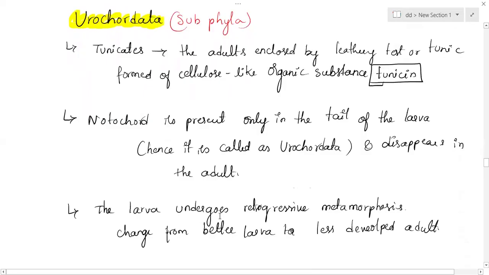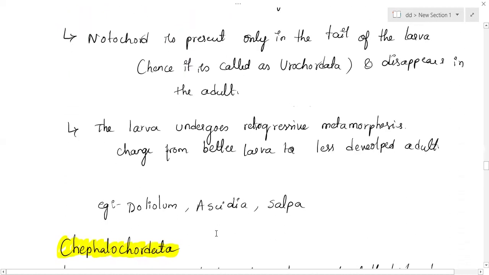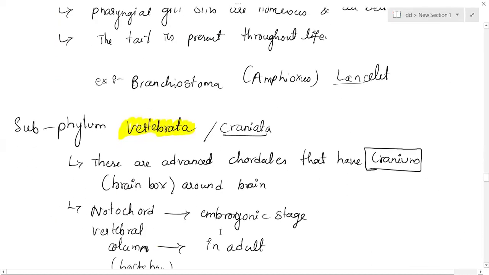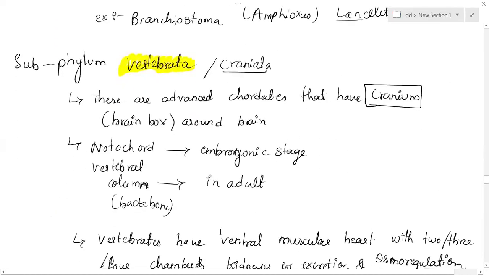And we also discussed other features of Urochordata in detail. Urochordata evolved first because the notochord is present only at the tail region, and many more features. In Cephalochordata, the notochord extends along the entire body. In Vertebrata, the notochord is present only in the embryonic stage, but in the adult stage it is replaced by a vertebral column, which we call the backbone.